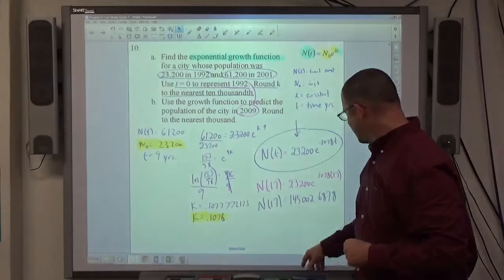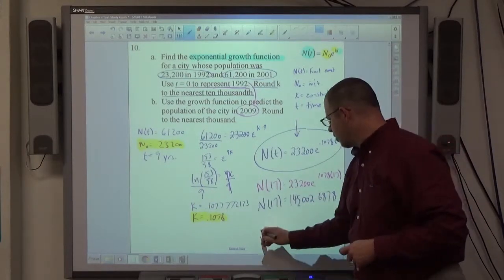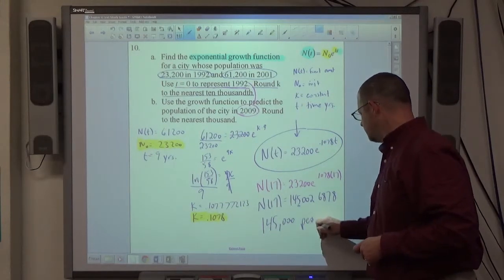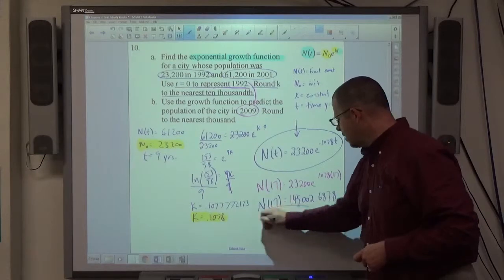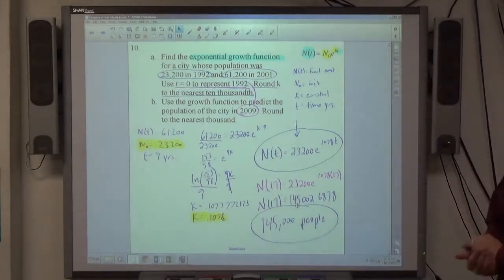Then it says round to the nearest 1,000. There's the 1,000 place. The next number is 0. So we're going to go 145,000 people. We're going to predict that many people in 2009 in that city based on the population growth from the previous years.